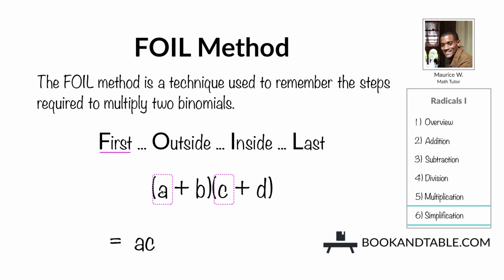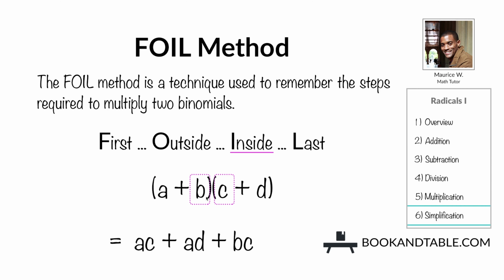So you want to multiply this first term times each term inside this set of parentheses here. And then you want to multiply the second term by each of these terms as well. So if you multiply the first terms first, the first term in the first set of parentheses times the first term in the second set of parentheses, A times C would give you AC. O stands for outside. A times D will give you AD.